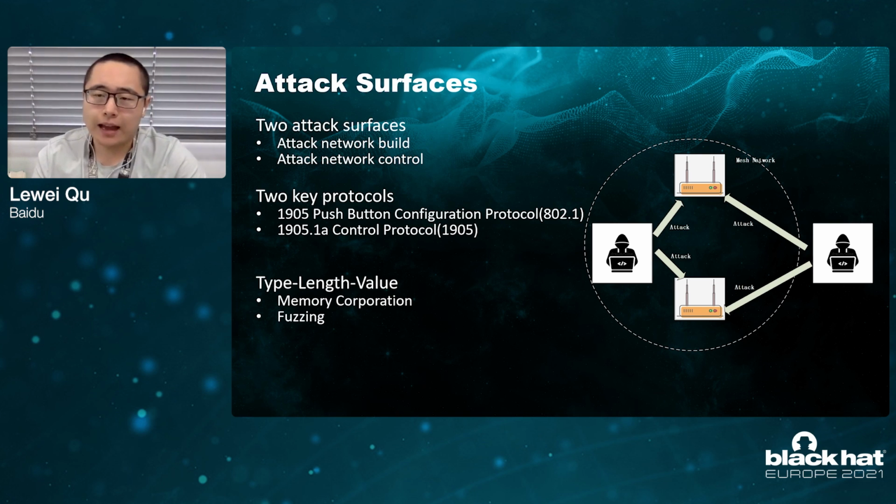So what are the attack surfaces? The two basic attack surfaces are network build and network control. The two key protocols are 1905 push button configuration and the IEEE 1905.1a control protocol. And the protocols are based on type length values, so they may have memory corruption when parsing TLV blocks and are very suitable for fuzzing tests.